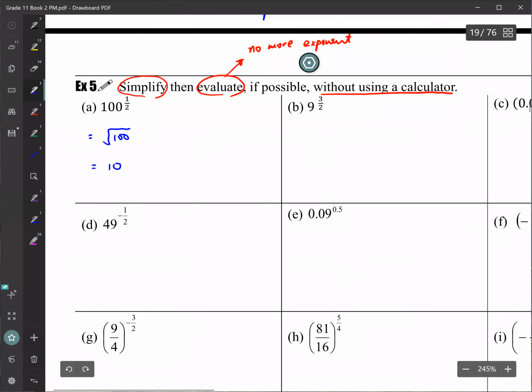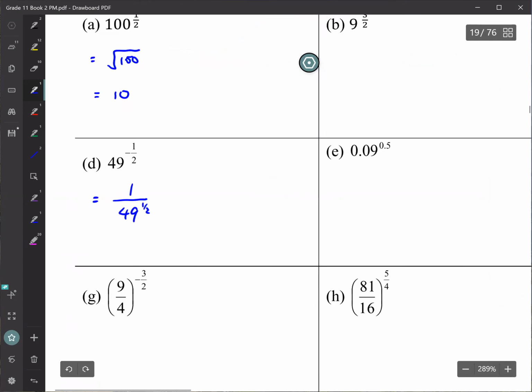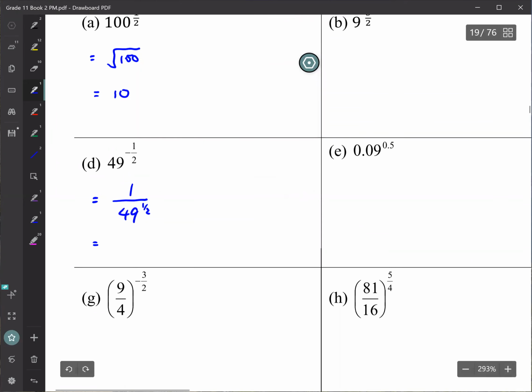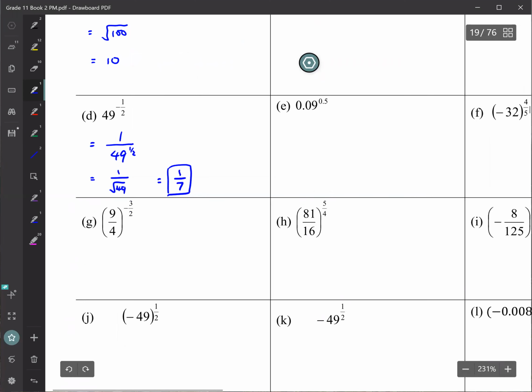Okay, let's go to question D. 49 to the negative half. Angela, how do we begin this one? Put 49 as the denominator, so 1 over 49 to the 1/2. Very good. Continue. Then it's 1 over the square root of 49. So it's 1 over 7. Perfect. So you can see the final answer doesn't have any exponent. You evaluate.